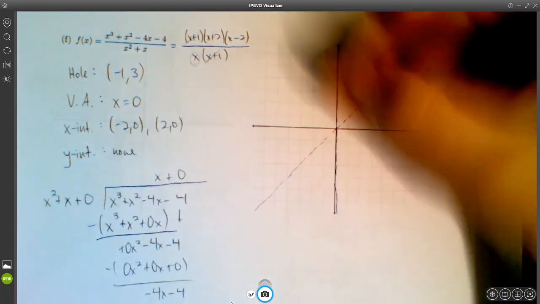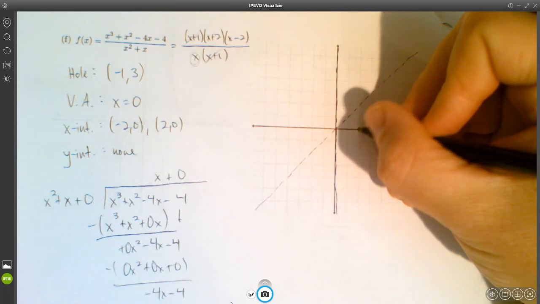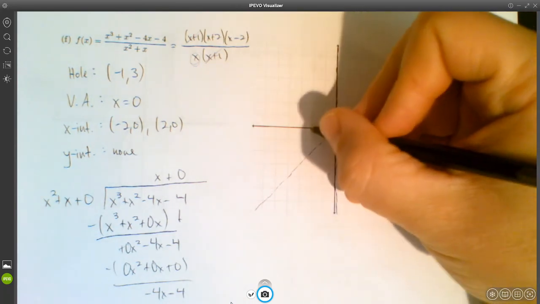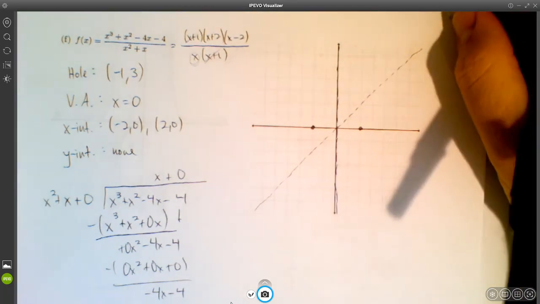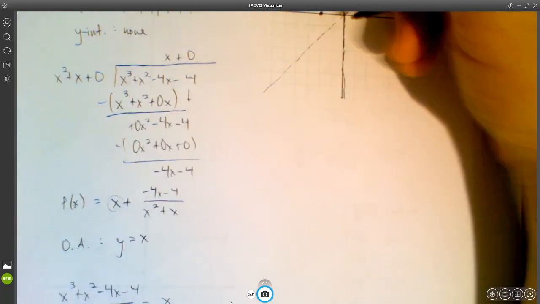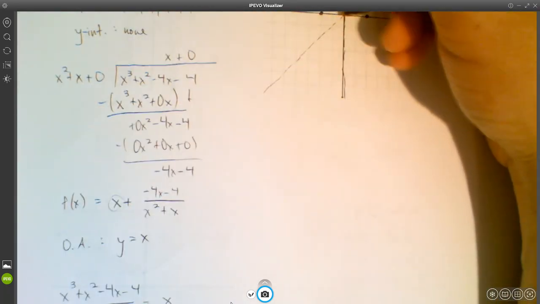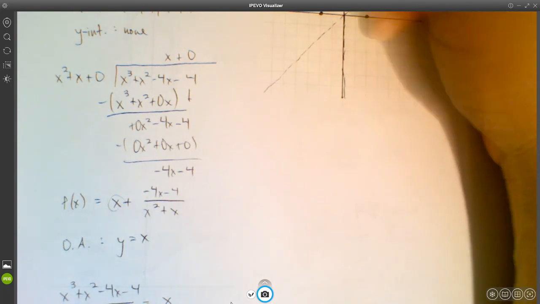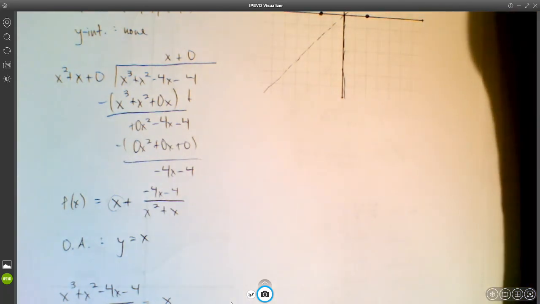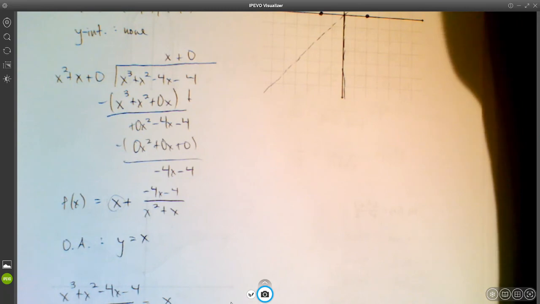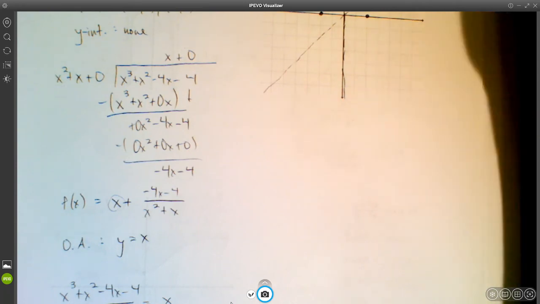I've got x-intercepts at (2, 0) and at (negative 2, 0). I've got this weird hole thing at (negative 1, 3). I'm not exactly sure what to make of that yet, so I'm not going to try to graph negative 1, 3. I'm not sure really what's going on with that. Okay, and I think that's all the information I have. But this is good information.